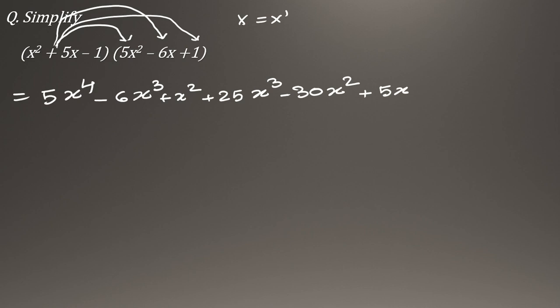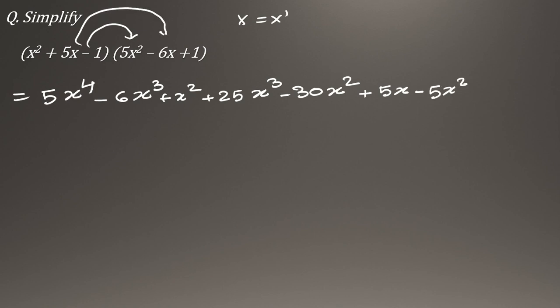Okay. And now let's talk about the last term. This will be minus 1 multiplied by 5x square, which will be minus 5x square, and then minus 1 multiplied by minus 6x will be plus 6x, and minus 1 multiplied by plus 1 will be equal to minus 1.